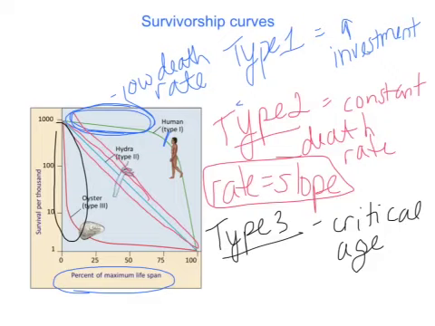But these organisms then usually produce many offspring. They don't really have that investment in the offspring. So lots and lots of offspring, but they don't really care for them. They don't really provide them with resources or try to ensure their survival.